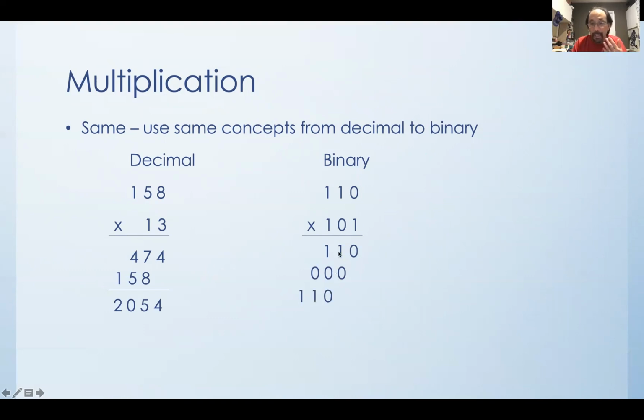So now at this point, I need to add down. 0, bring that down. 1 plus 0 is 1. 1 plus 0 is 1. 0 plus 1 is 1. In this example, there's no carrying involved. 1 plus 0 is 1. And this is my final answer.